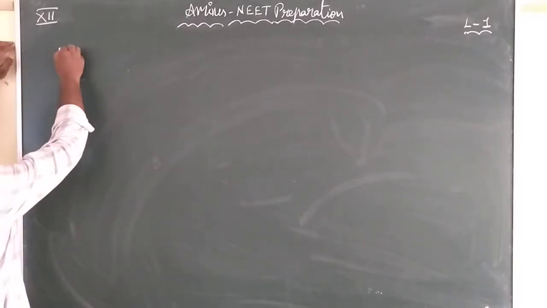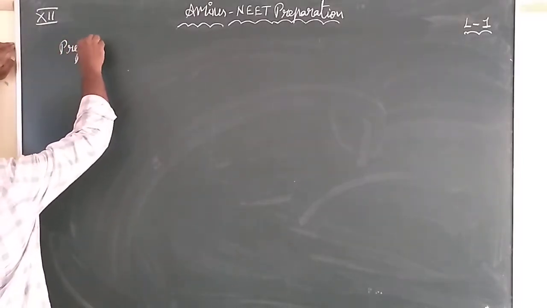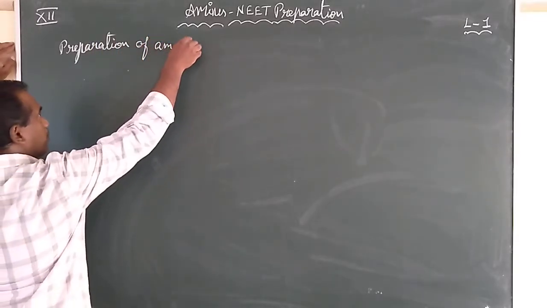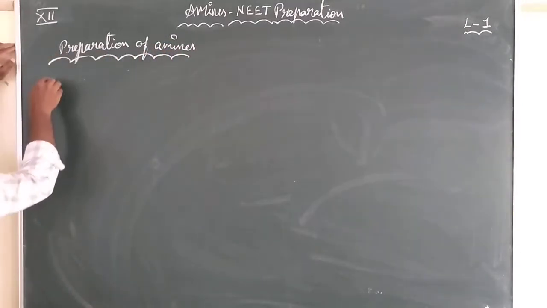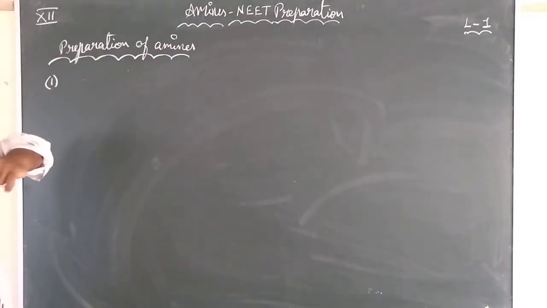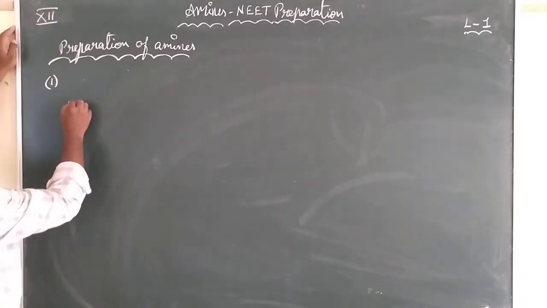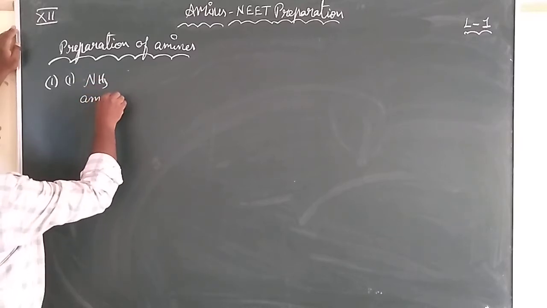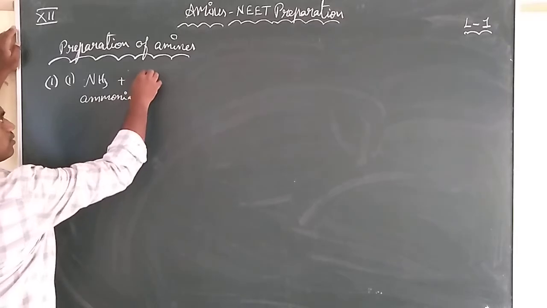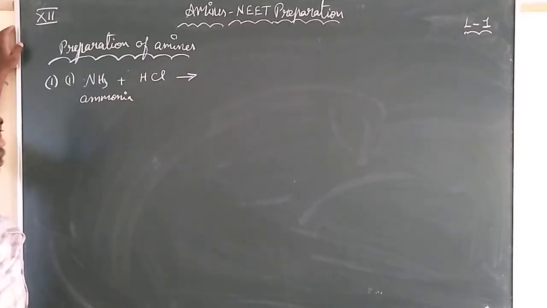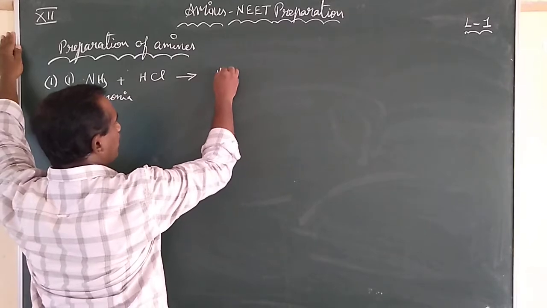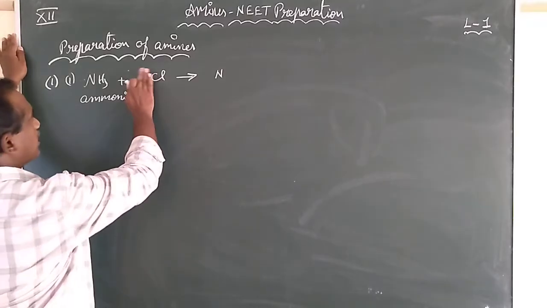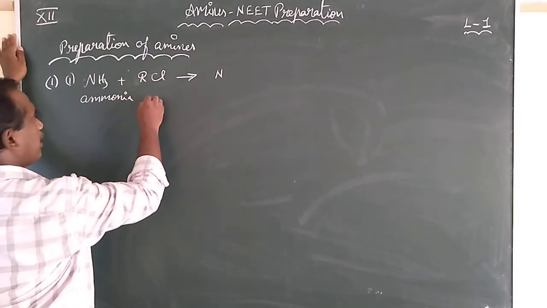Preparation of amines. How can we prepare the amines? There are many preparations, children. First thing, we are taking it from ammonia. If you react ammonia with hydrochloric acid, what can we get? We can get ammonium, or I would like to say, better you can use alkyl halide instead of ammonia. Alkyl halide I am using.